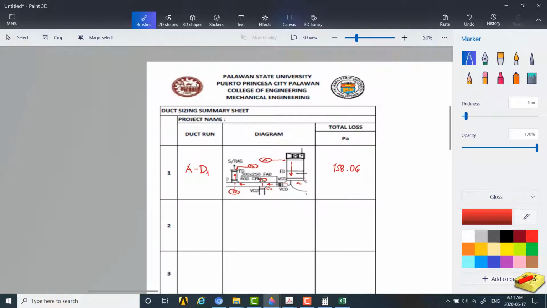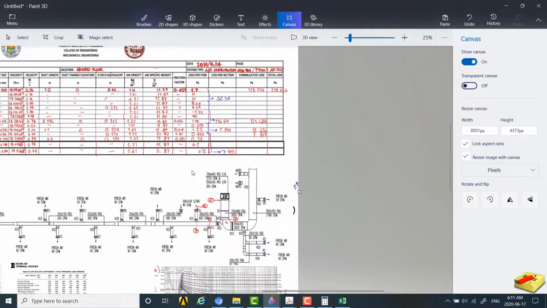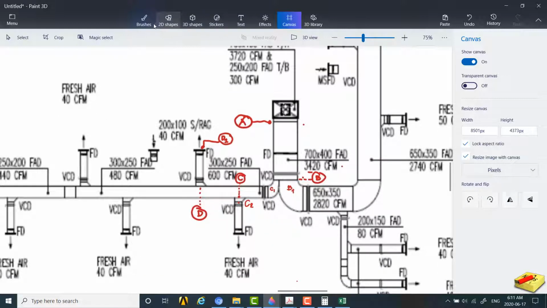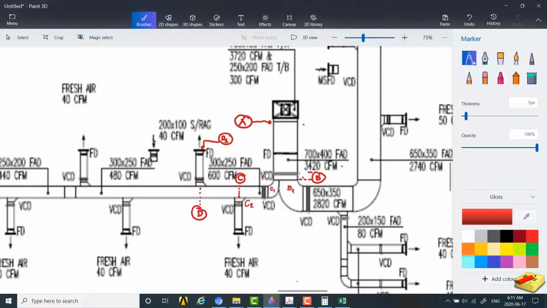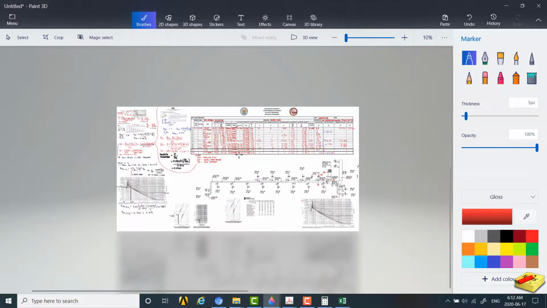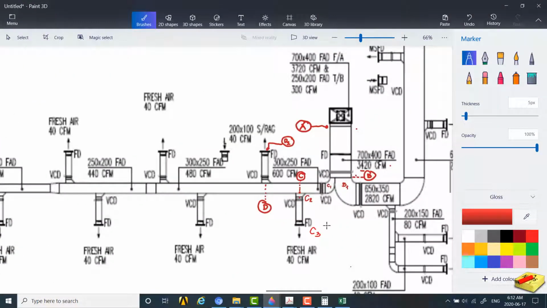So next we'll be computing na naman. We're going to compute next the duct run starting from here and going here. This will be C1, and I will mark this one as C2. We can name this one as C3. Here we're going to erase this one all, and we'll start computing naman ng duct run starting from C3.